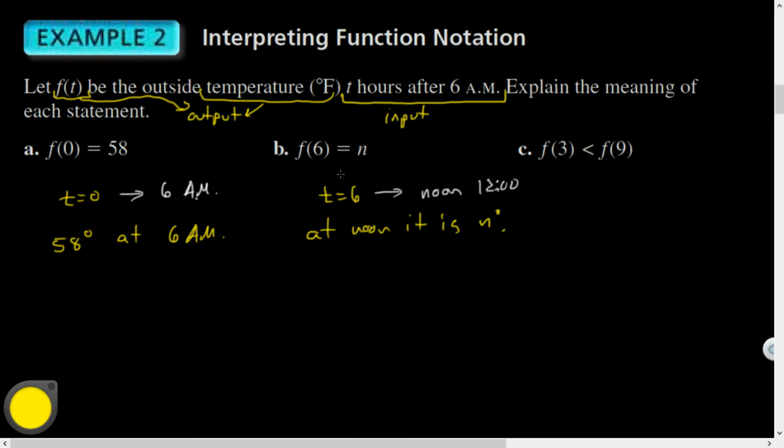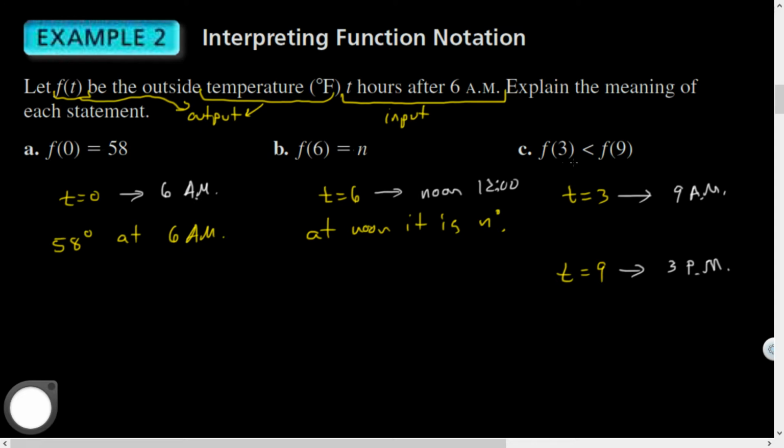Okay? All right, this next one's a little bit trickier. When t is 3, what time is it? And when t is 9, what time is it? What's 3 hours after 6 a.m.? That's 9 a.m. And what is 9 hours after 6 a.m.? 6 hours after was noon. 9 is 3 more hours after noon, so that must be 3 p.m., 3 in the afternoon.